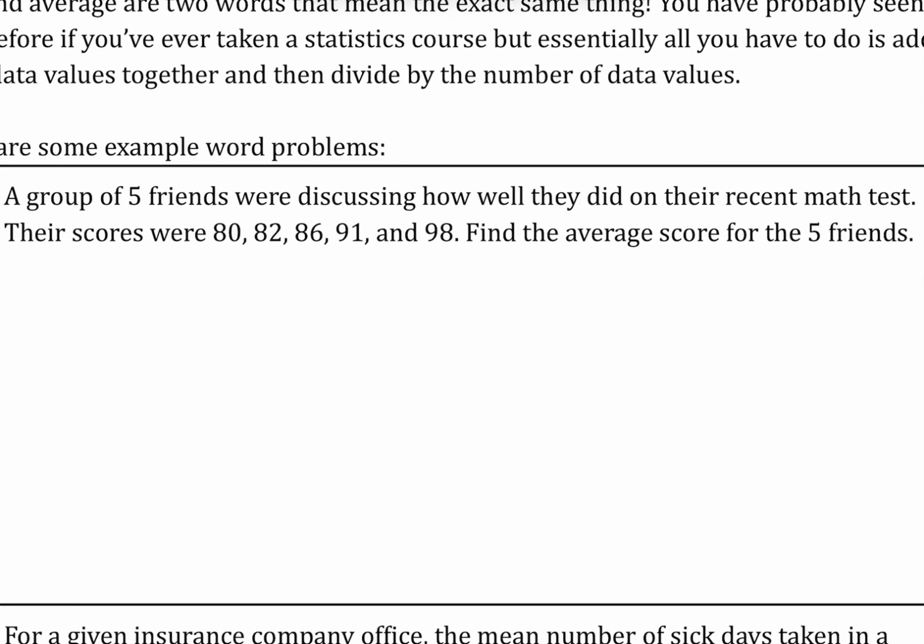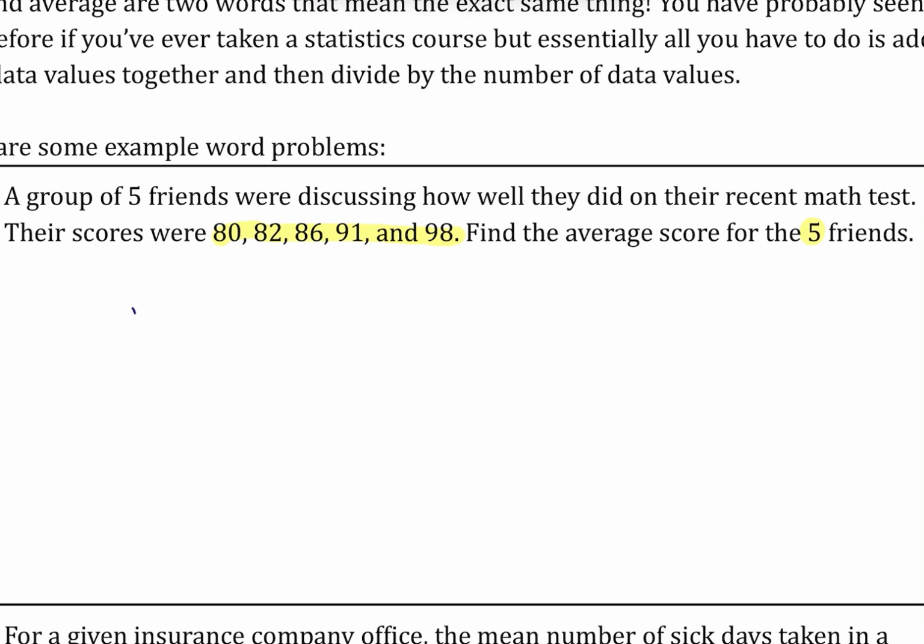In number one, we're given that a group of 5 friends are discussing how well they did on their recent math test. Their scores are as follows, and we want to find the average score. Anytime we find an average, we're just adding all the data values together and then dividing by the number of data values. In this case, the number of data values is 5 because there's 5 friends. So we're going to add those numbers together and then divide by 5.